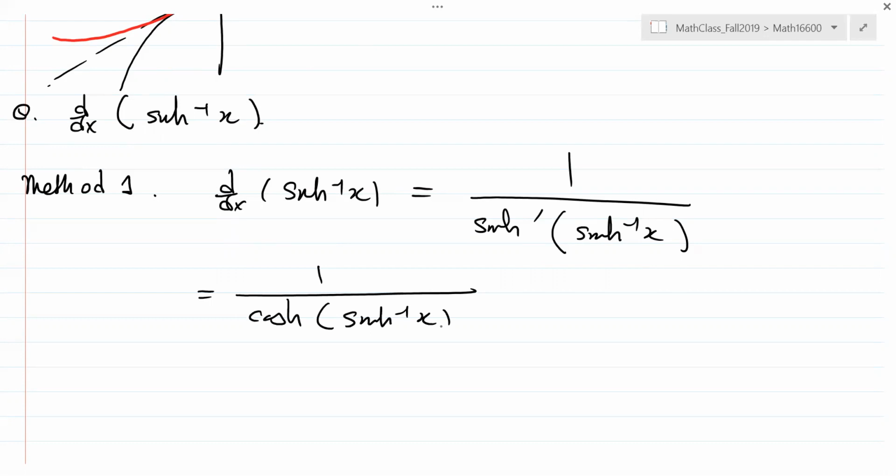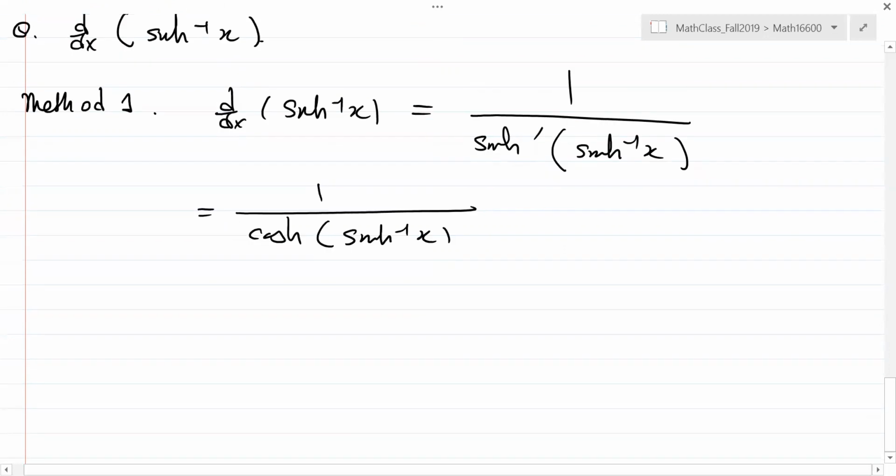Remember, the derivative of the inverse function: the derivative of f inverse of x equals 1 over f prime of f inverse of x. So this becomes cosh. Now, very similar to the trigonometric functions, can we use more elementary functions to express this? How do we do that?